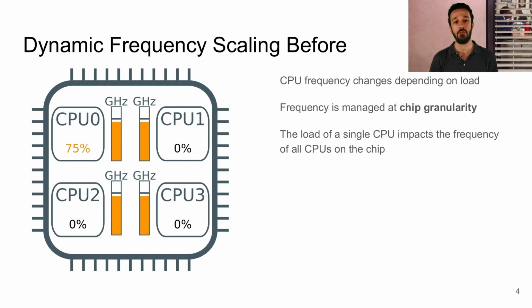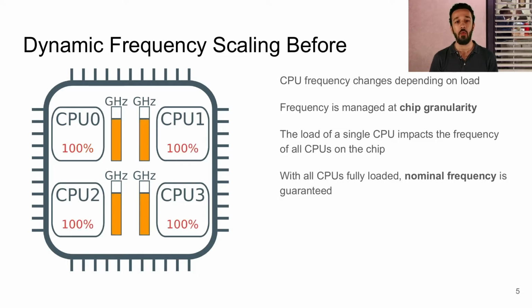Idle CPUs consume more energy because of busy CPUs, not because they need it to. When all CPUs are fully loaded, CPU vendors guarantee that they will all run at least at the nominal frequency, which is usually the one written on the box when you purchase the processor.